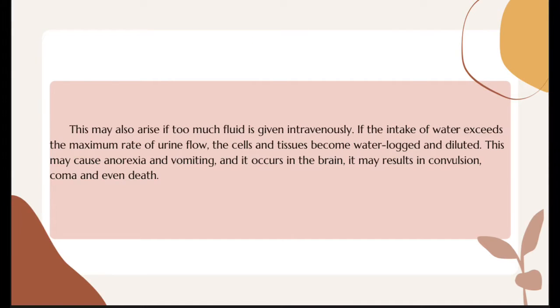Overhydration may also arise if too much fluid is given intravenously. If the intake of water exceeds the maximum rate of urine flow, the cells and tissues become waterlogged and diluted. This may cause anorexia and vomiting, and when it occurs in the brain, it may result in convulsions, coma, and even death.